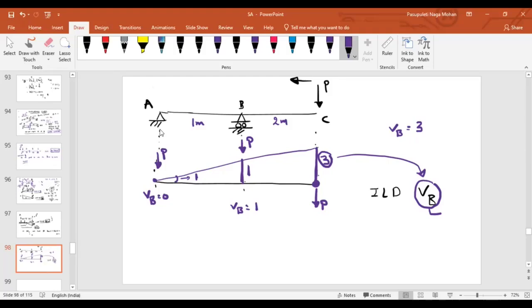If my load is at point C, what will I simply take? What is the ordinate at point C? That is my reaction at B. If my load is at point B, the corresponding ordinate I will take. That is my reaction at B. So that is what the ILD for B is.